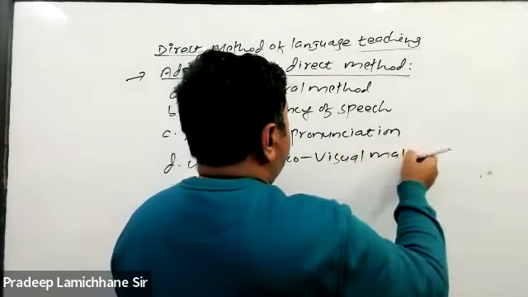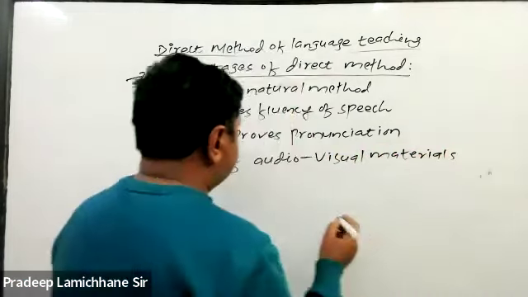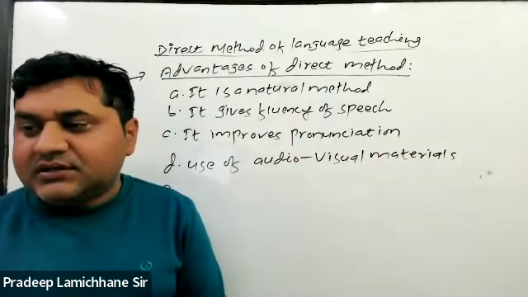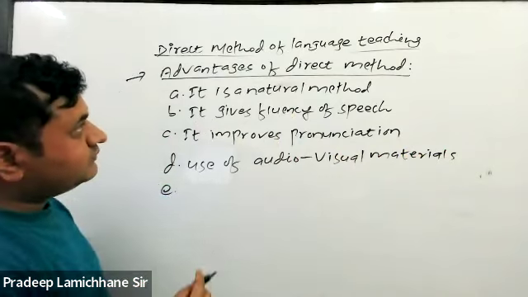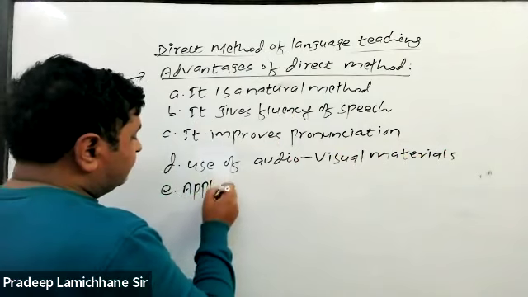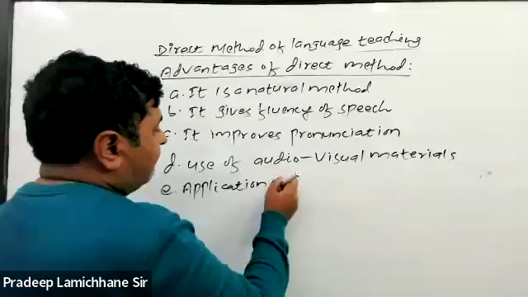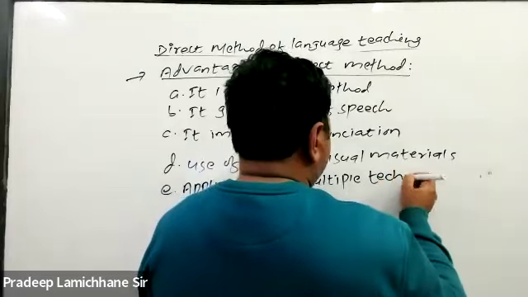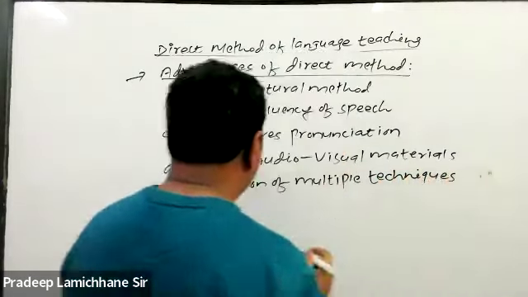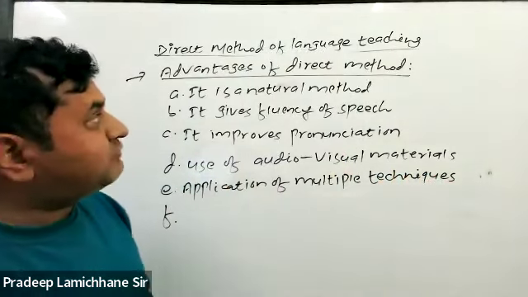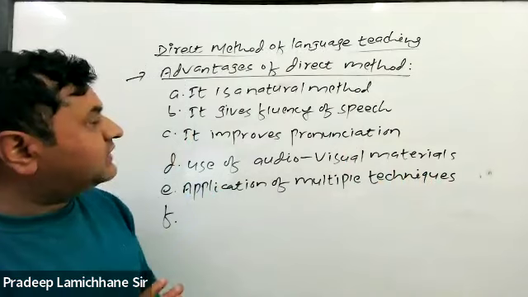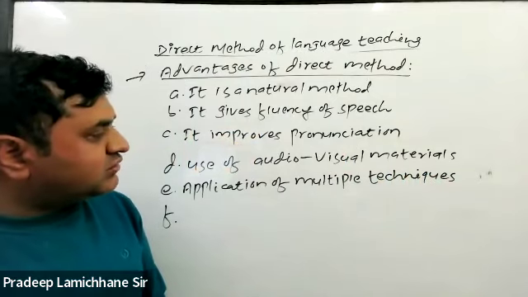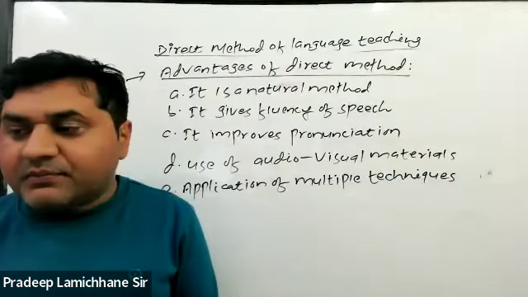Use of audio visual materials. Another advantage is slow and gradual learning. Next thing is application of multiple teaching techniques. You have to see that under the direct method, you find all these things. It is a natural method. It gives fluency of speech. It improves pronunciation, use of audio-visual materials, application of multiple techniques.